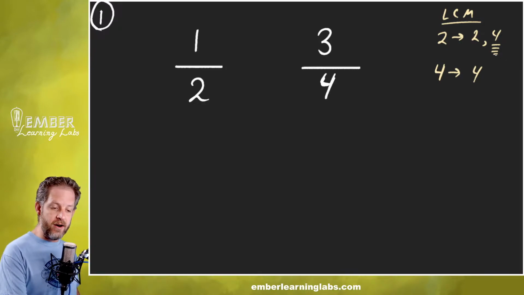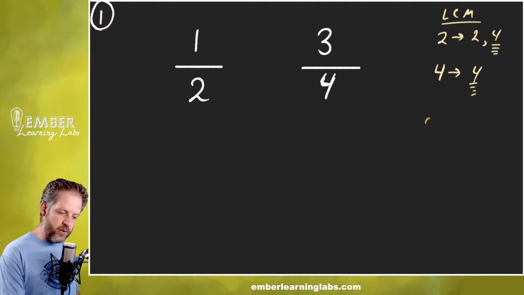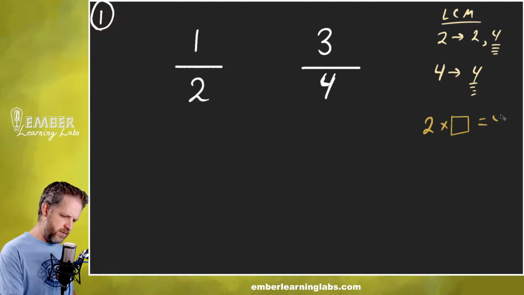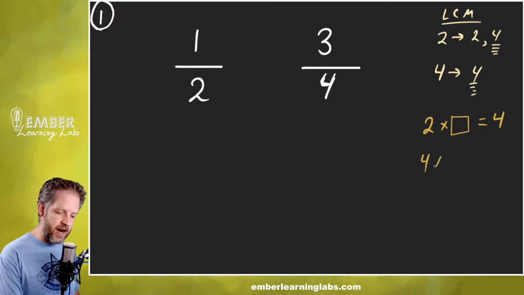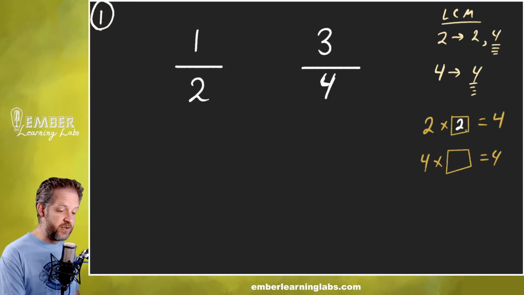What we need to do now, I talked about this before. We want to figure out what times 2 equals 4. So that's where we're going to go next. So 2 times what equals 4, and then 4, our other denominator, times what equals 4. So what would go in this box? Well, 2 times 2 is 4, easy peasy, and 4 times 1 is 4.